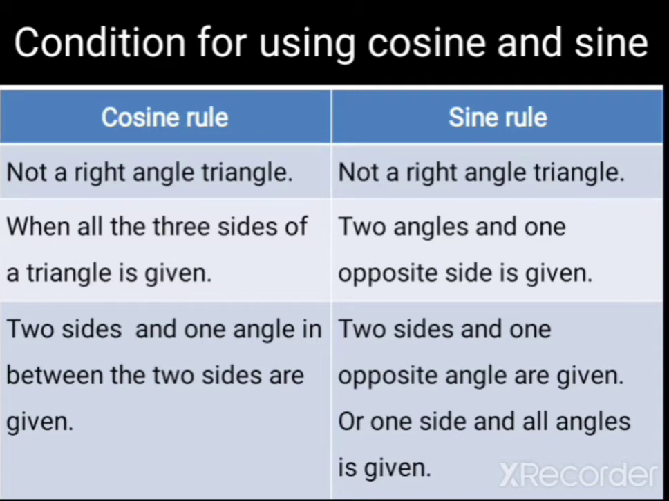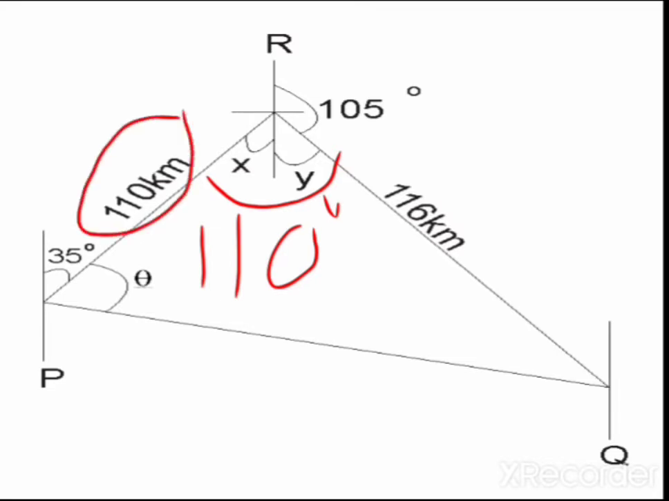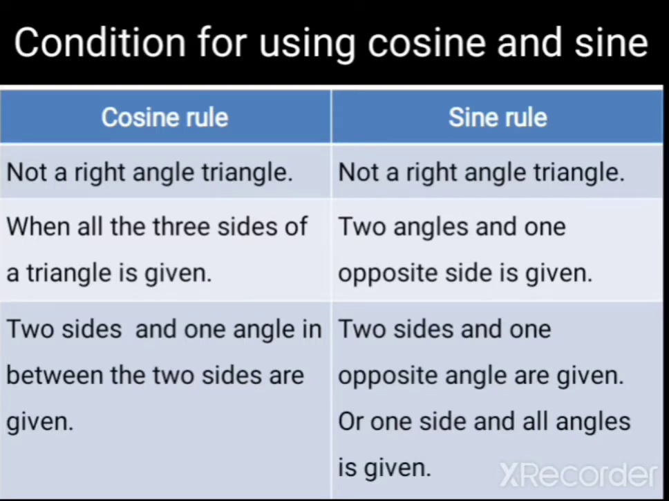Then we can use cosine rule when all three sides of a triangle are given and we're looking for one of the angles. Or when two sides of the triangle are given and the angle in between is also given. So let's go back to our diagram. Now they gave us two sides, and they gave us an angle in between the two sides. So it implies that we use cosine rule. So let's proceed. Let's go back to our table.